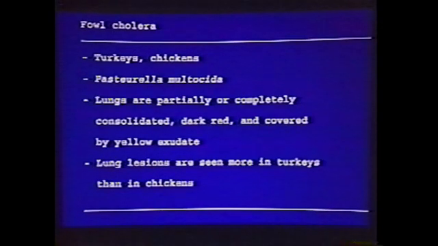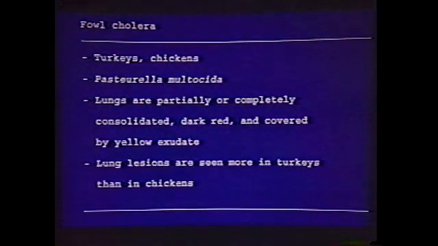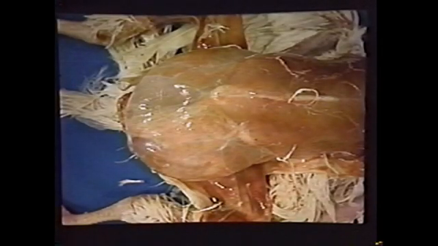Here is another one. It's also pneumonic lungs, dark red, consolidated. But there is no fibrinous exudate on it. This happened to be erysipelas. So it's very similar to pneumonia, except it does not have the fibrinous exudate. It doesn't have the pleura affected. Fowl cholera, as we said before, is caused by Pasteurella multocida, pneumonic lungs with yellow exudate on the surface. We see it mostly in turkeys more than in chickens.